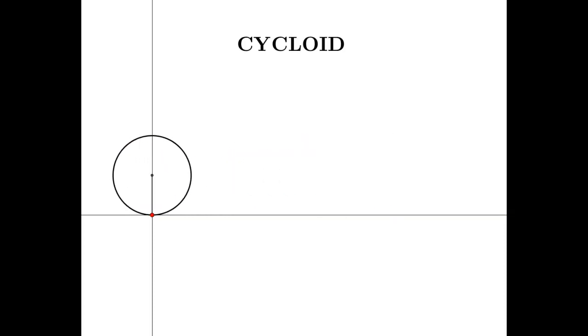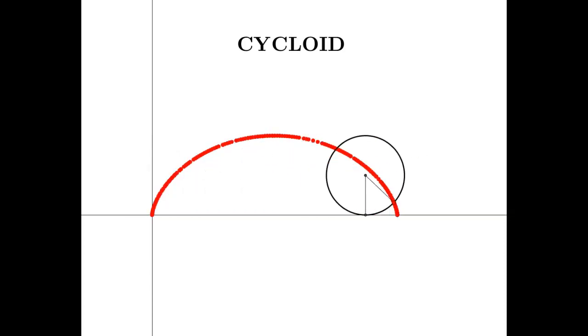That arch that the point follows when we roll the circle is the cycloid. And if I put a little tracer on the point, we can actually see it here on GeoGebra, like this. And I hope that dynamic presentation gives you a better feel for how the cycloid is generated than just reading about it in the book.